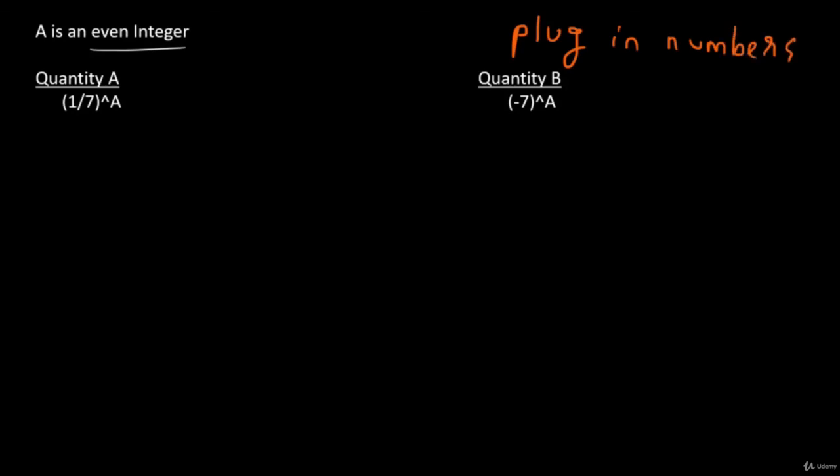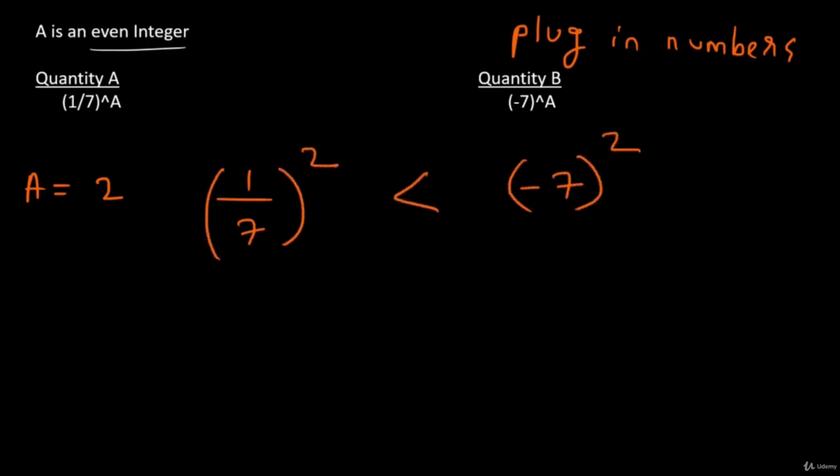Alright, now if I take A as 2, what is quantity A? That would be 1 by 7 to the power 2, and quantity B is minus 7 to the power 2, right? Clearly, minus 7 to the power 2 will be 49, and that is greater than this over here, which is a fraction. And remember, A is an even integer. Alright, so I've tried A is equal to 2. What happens if I take A as a negative even number? If A is minus 2, what happens?